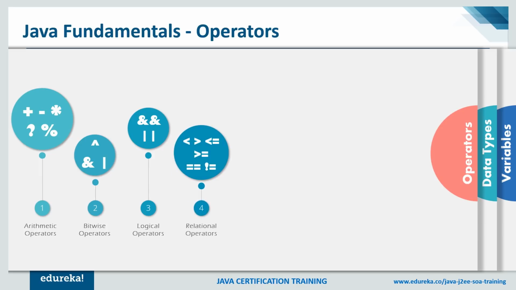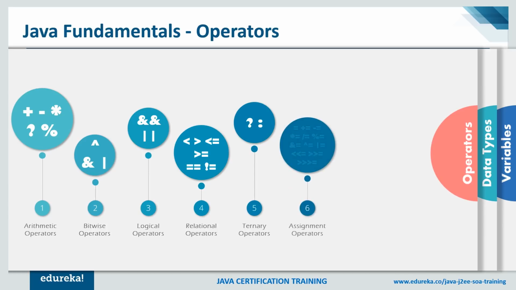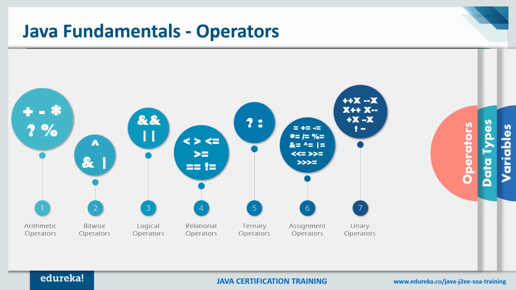Then we have relational operators: greater than or equal to, less than or equal to, greater than, less than, equal to, and not equal to. We have the ternary operator, where we can decide based on a condition, so it's kind of an if-else shortcut. Then assignment operators, which assign the data into the container. And lastly, we have unary operators, as in plus plus, minus minus, then not and negation. Shift operators work on shifting the bits towards the left or to the right, and the triple right shift is supposed to work only on positive numbers. So these are the various operators which can perform operations on your data types.